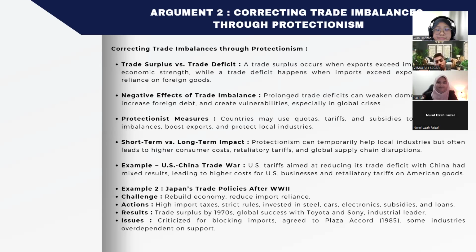And the second example is after World War II, Japan worked hard to rebuild its economy and reduce its reliance on imports. The government raised taxes on foreign goods and set strict rules, encouraging people to buy local products. It also supported industries like electronics, steel, and cars with subsidies and loans. By the 1970s, Japan had turned its trade deficit into a surplus with successful global brands like Sony and Toyota. However, Japan faced criticism from other countries, especially the US, for blocking foreign products. This led to the 1985 Plaza Accord, which helped adjust Japan's currency and balance trade.